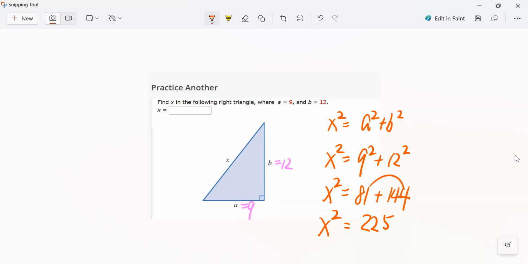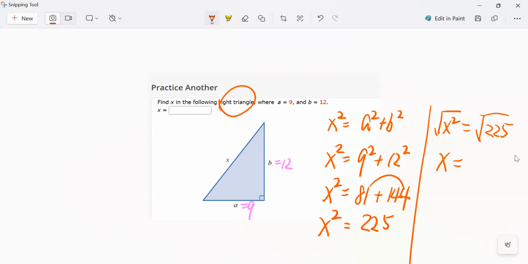Now we take the square root on both sides of the equation. Usually we'll put plus or minus, that's the normal solution, but because it's a real triangle here, the answer can only be positive. So we exclude the negative answer. The square root of x squared becomes x, and the square root of 225, which is 15 squared, is 15. So x equals 15. Any question about this?